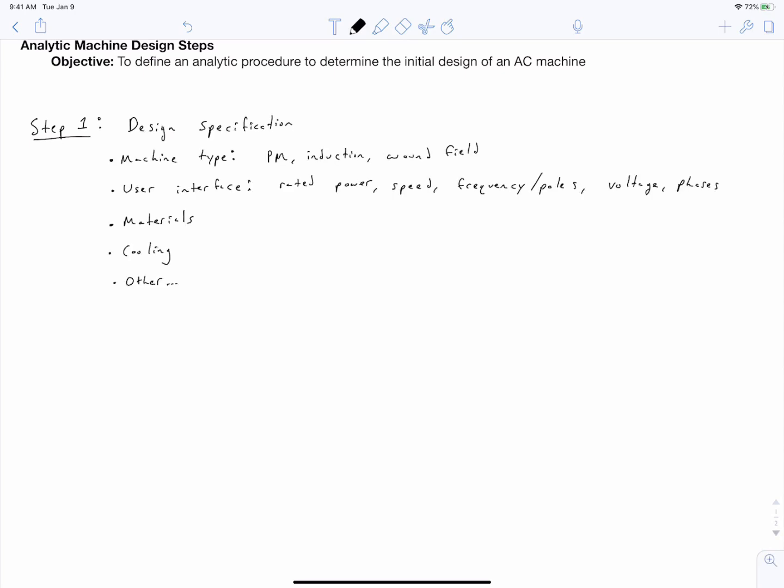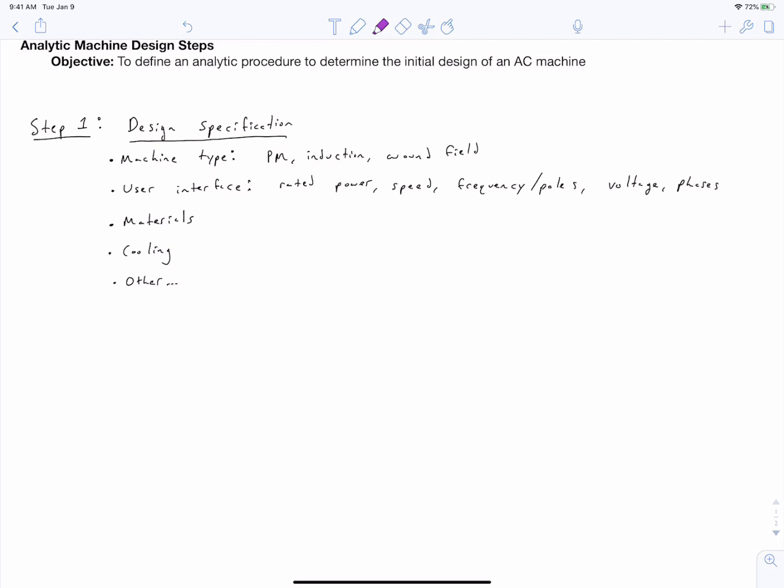And our design specification consists of many aspects. This is a specification you might receive from a customer if you are designing a motor as a product, or it's something that you might have in mind for a given application. So maybe your application requires a certain rated power or a certain speed, and it's immediately apparent that that part of the specification is completely defined.